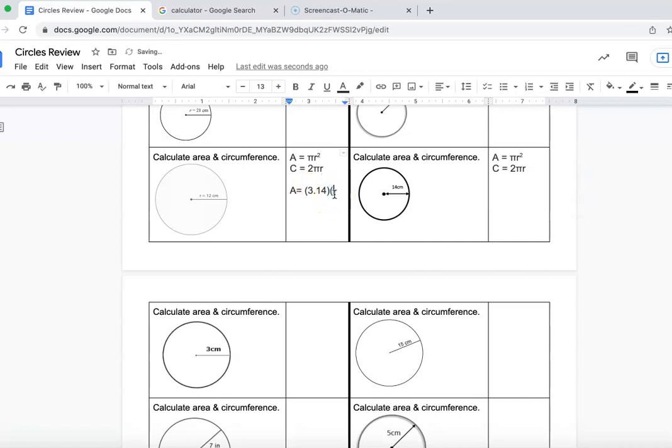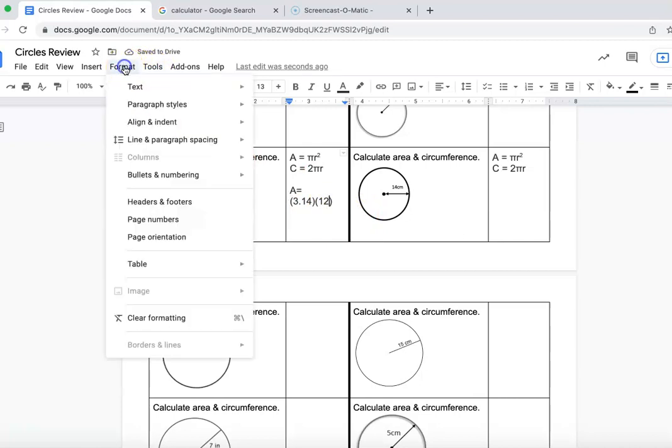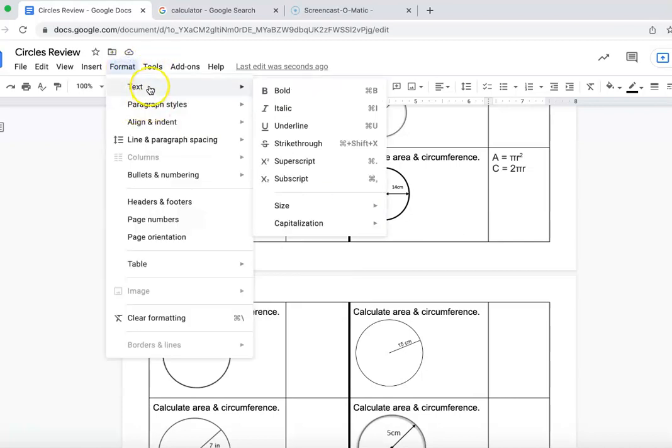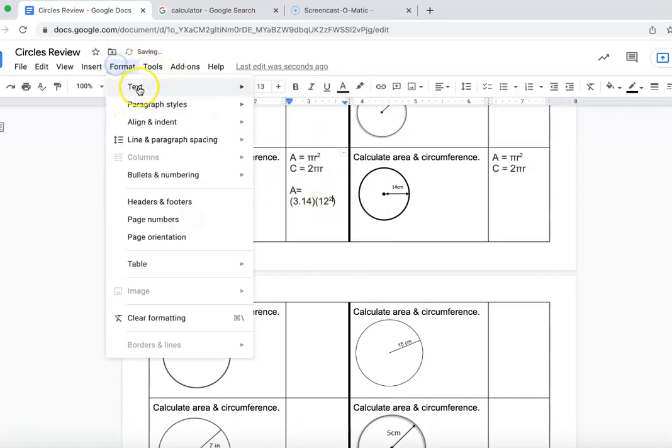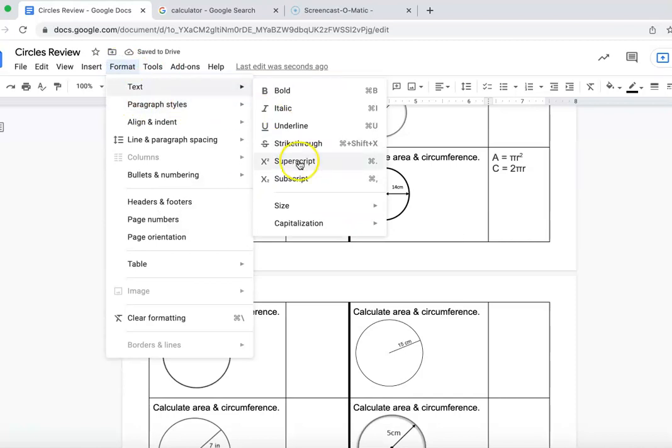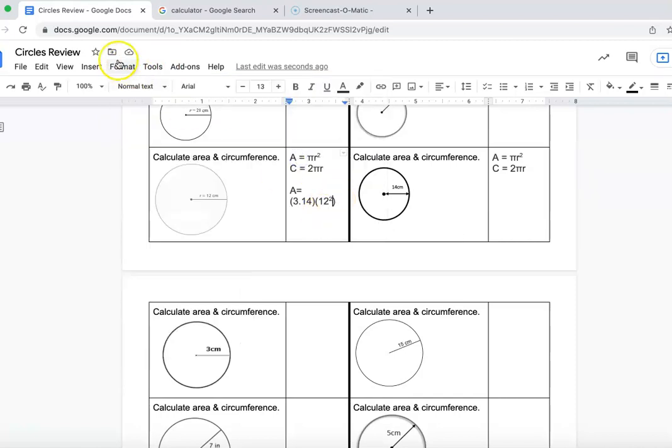And then the radius is 12, and we are squaring it. I'll show you how to put the symbol in. If you go to format, you could actually include your symbol. You don't have to do this, because you don't have to show your work. But you go up to format, text, superscript, and then to get out of it, you go back to that and click it again.